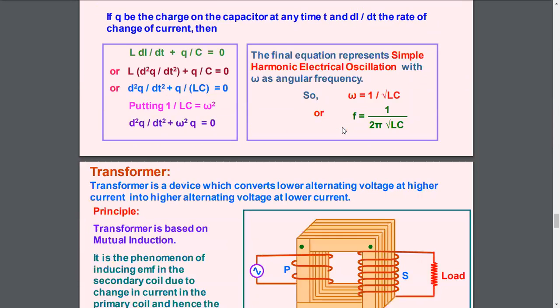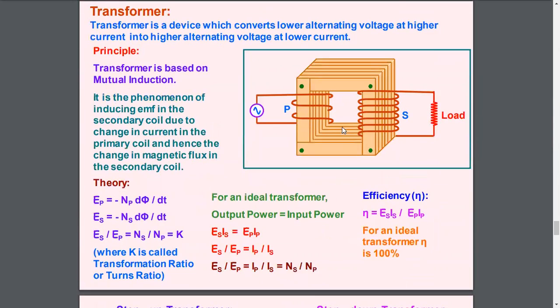Now, the last topic of this chapter is the transformer. We have already discussed that a transformer is a device that works on the principle of mutual induction, and it basically converts high voltage and low current as input into high current and low voltage as output.